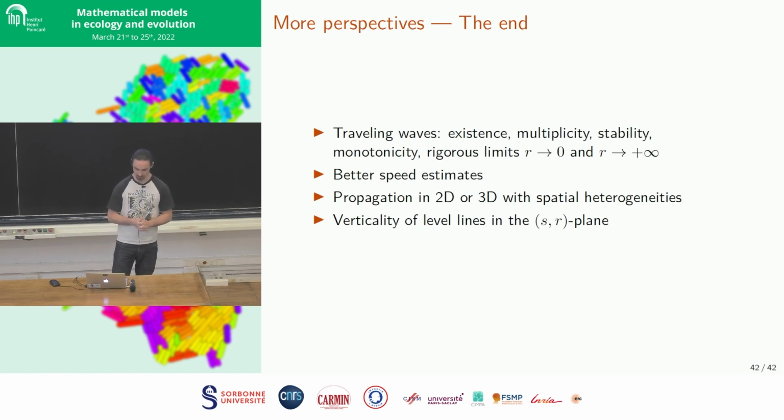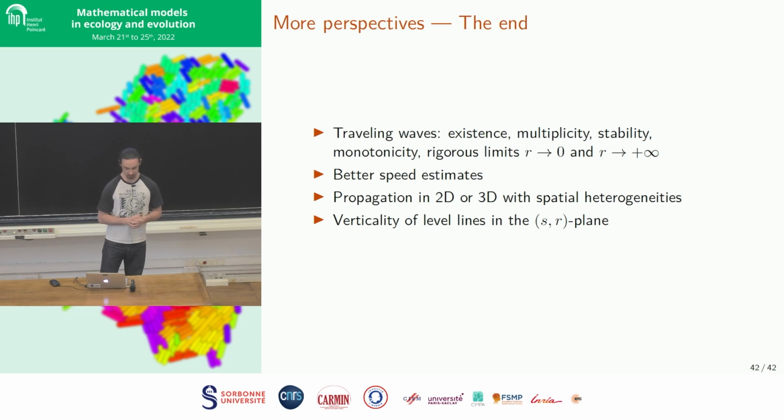And to conclude, a few more perspectives. Regarding traveling waves, we would like to have existence results. We would like to have things to say about their multiplicity, their stability, and their monotonicity. And it would be nice to make the formal limits r equals 0 and r equals infinity rigorous. It's always interesting to find better speed estimates, but on this, I'm not really hopeful.